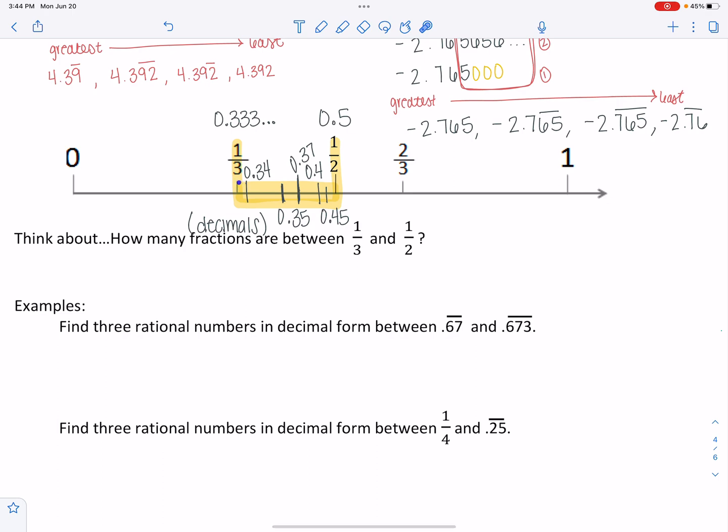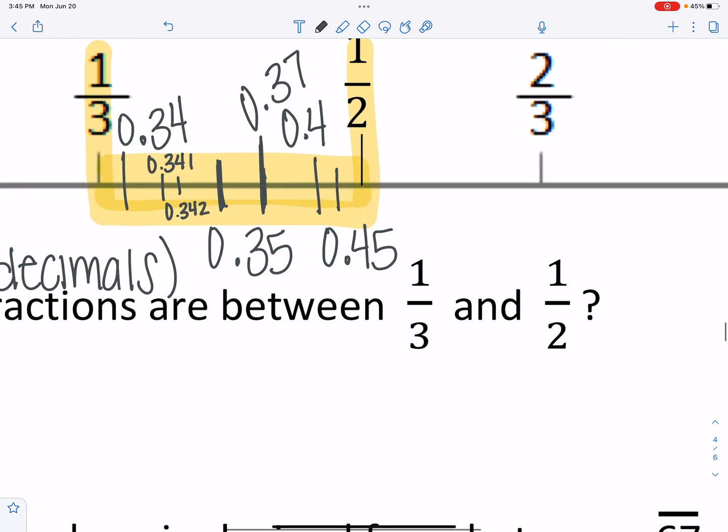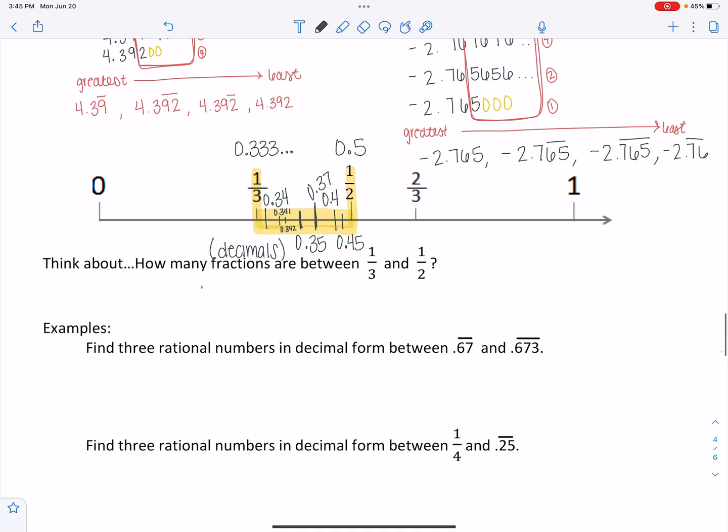So I just started listing some. Well, 1/3 is 0.333 repeated, and 1/2 is 0.5. So 0.34 would be between those, 0.35. But between those two, 0.341, 0.342, and so on. So you can see just a glimpse that there is an infinite number of rational numbers between them. Rational just means fractions, and fractions are decimals. There's an infinite number of rational numbers between any two fractions.